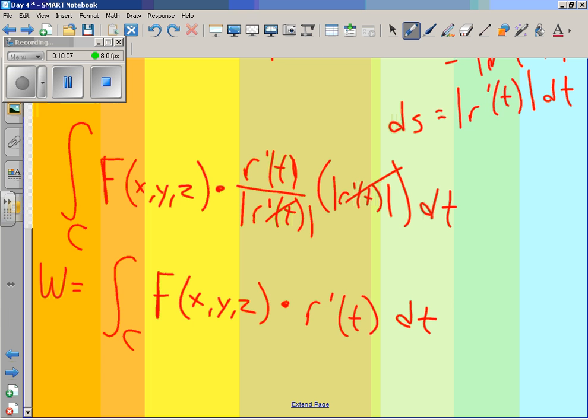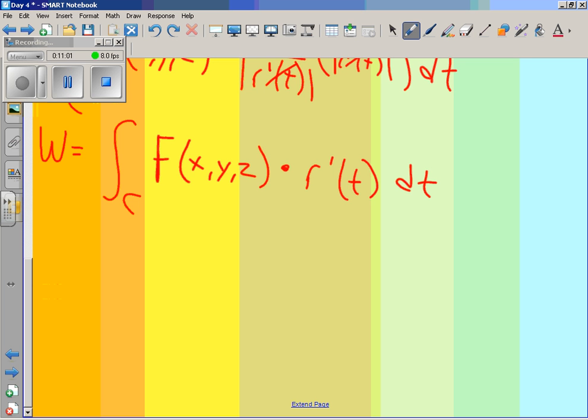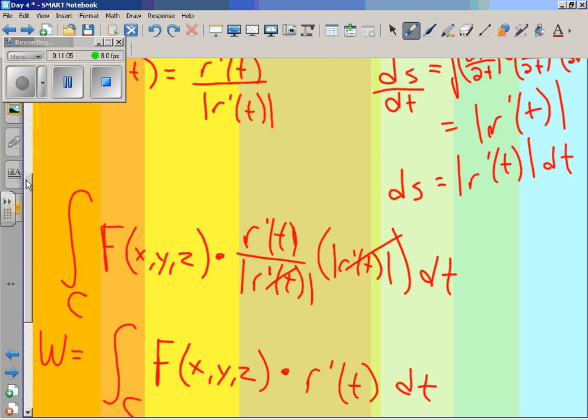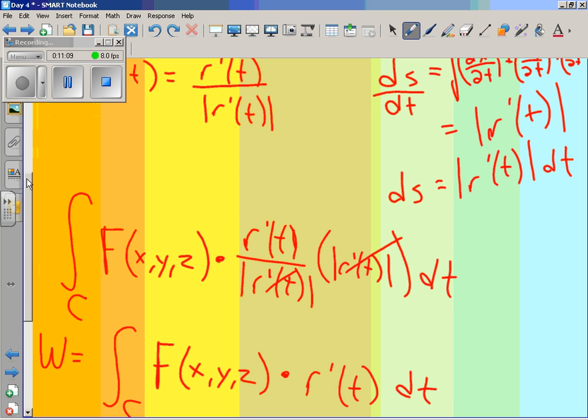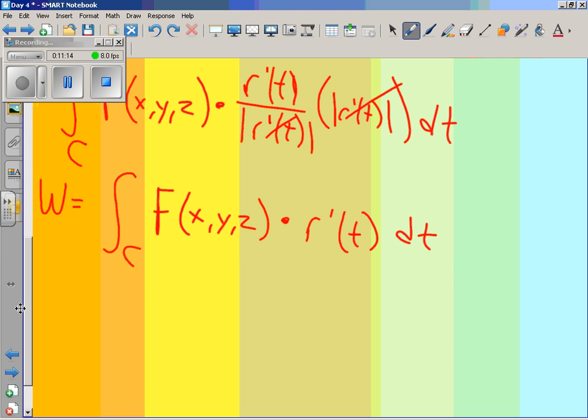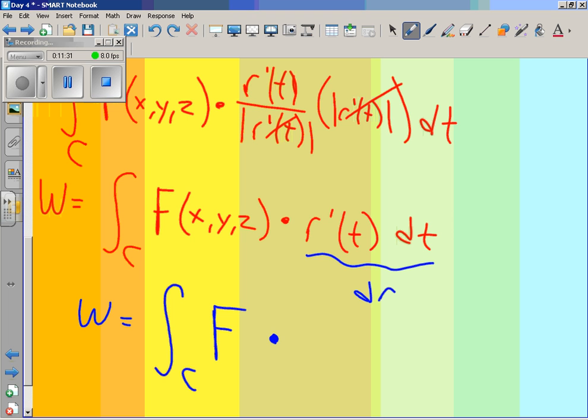And so a lot of times this is also abbreviated a little more shortly. Remember how up here we called ds the magnitude of r prime of t dt. Well, we can call r prime of t dt, this little thing right here, just dr. And so the other way it's often written is the integral over C of F dotted with dr. So it's a little funny to think of having the dot product of our differential in the integral, but this is really all it means. It's just the dot product of the vector field and the tangent vector.